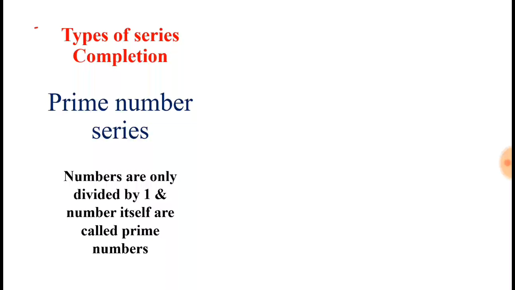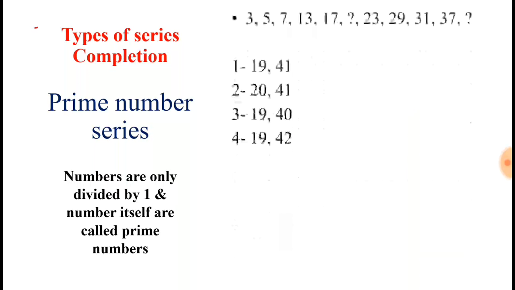So let's start with the prime number series. A prime number means a number only divisible by one or the number itself. Such numbers are called prime numbers. Let's take an example: 3, 5, 7, 13, 17, question mark, 23, up to 37 and question mark. Here the numbers are in sequence and all are prime numbers. So the prime number after 17 is 19 and the prime number after 37 is 41. So the answer is 19 and 41.